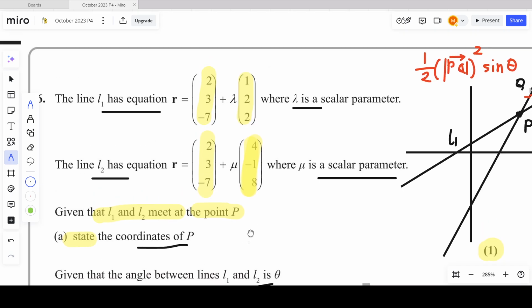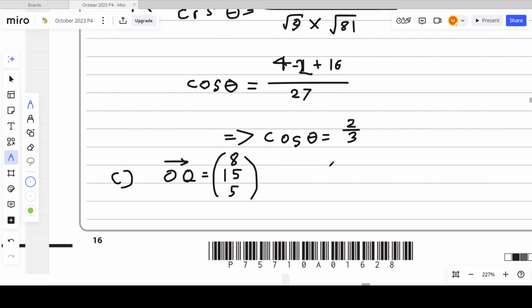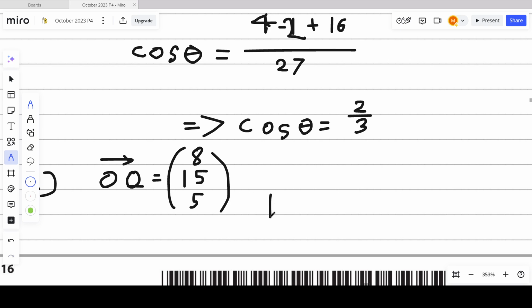Negative 7 plus 12, that is plus 5. Okay, plus 5. We got the coordinates of point Q. Now our work is to find the vector PQ. We need to find out the vector PQ.